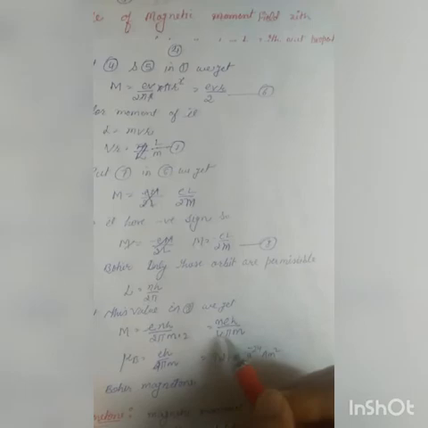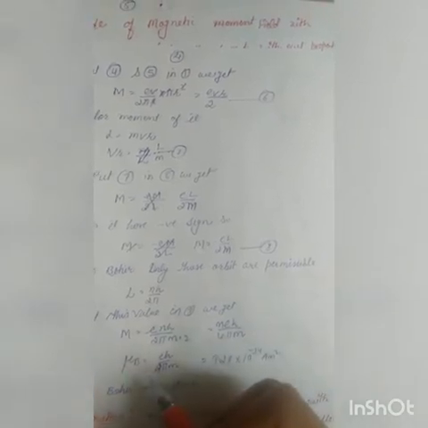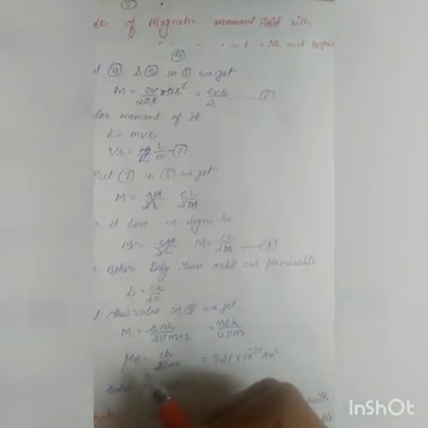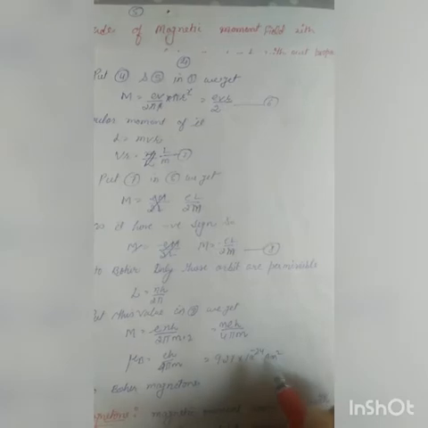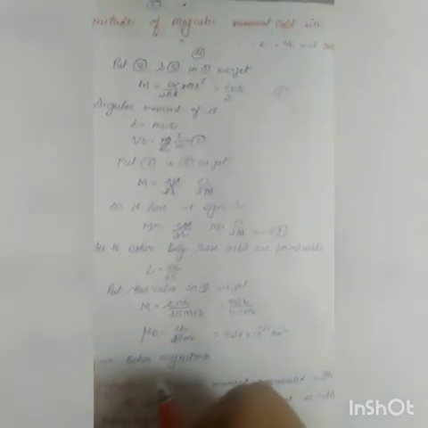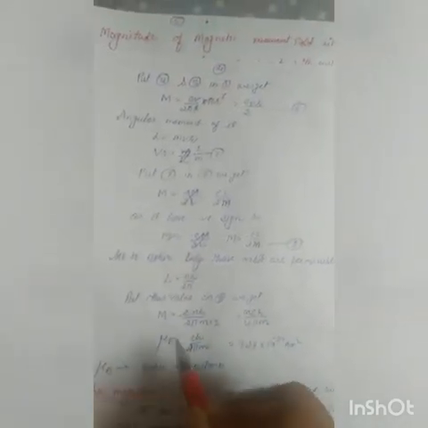e h upon 4 pi m is called mu b, which is the Bohr magneton, and has the value 9.27 into 10 raised to power minus 24 ampere meter squared. It is known as the Bohr magneton, denoted by mu b.